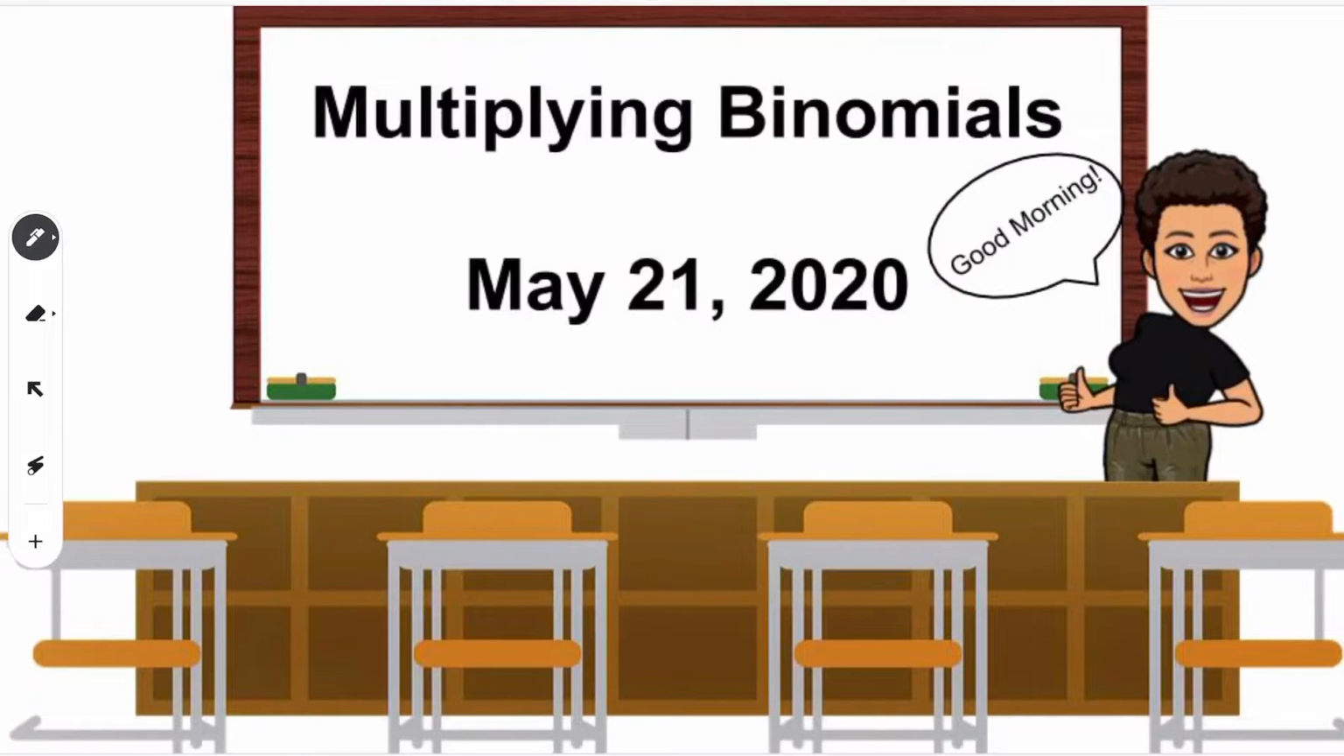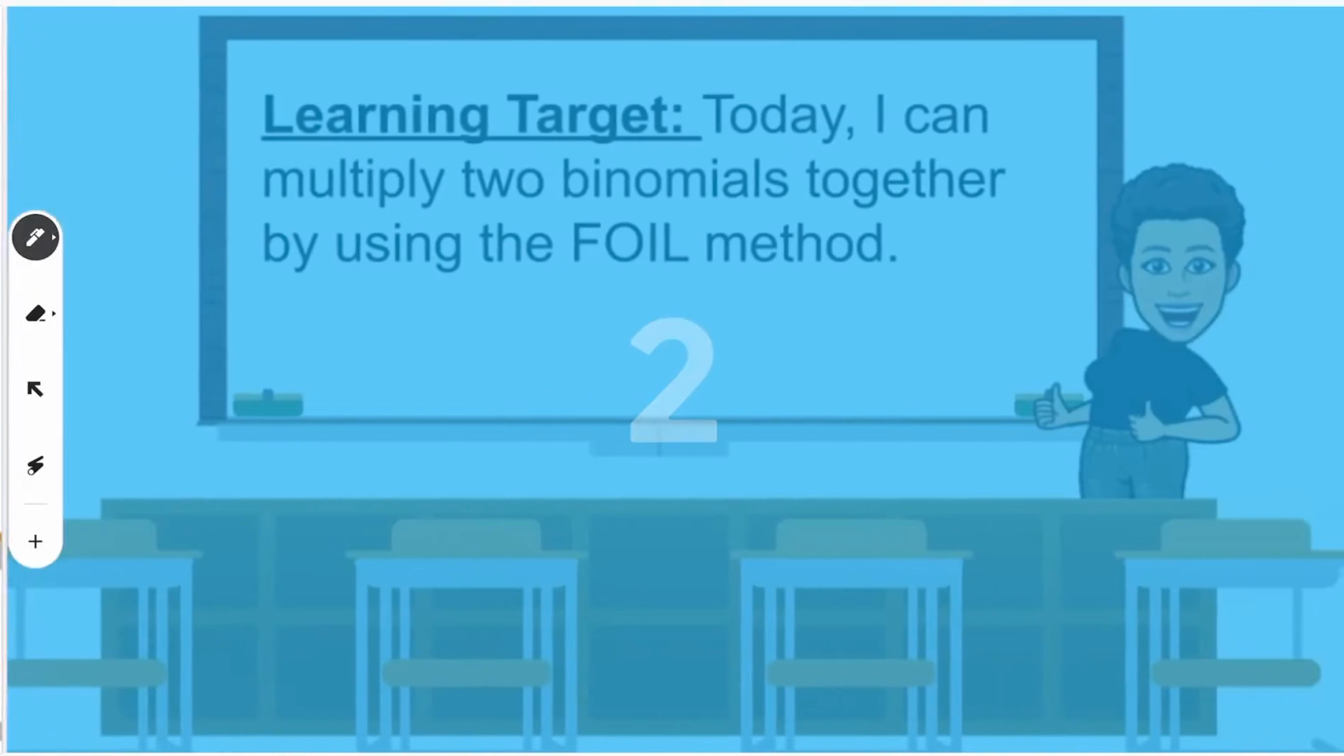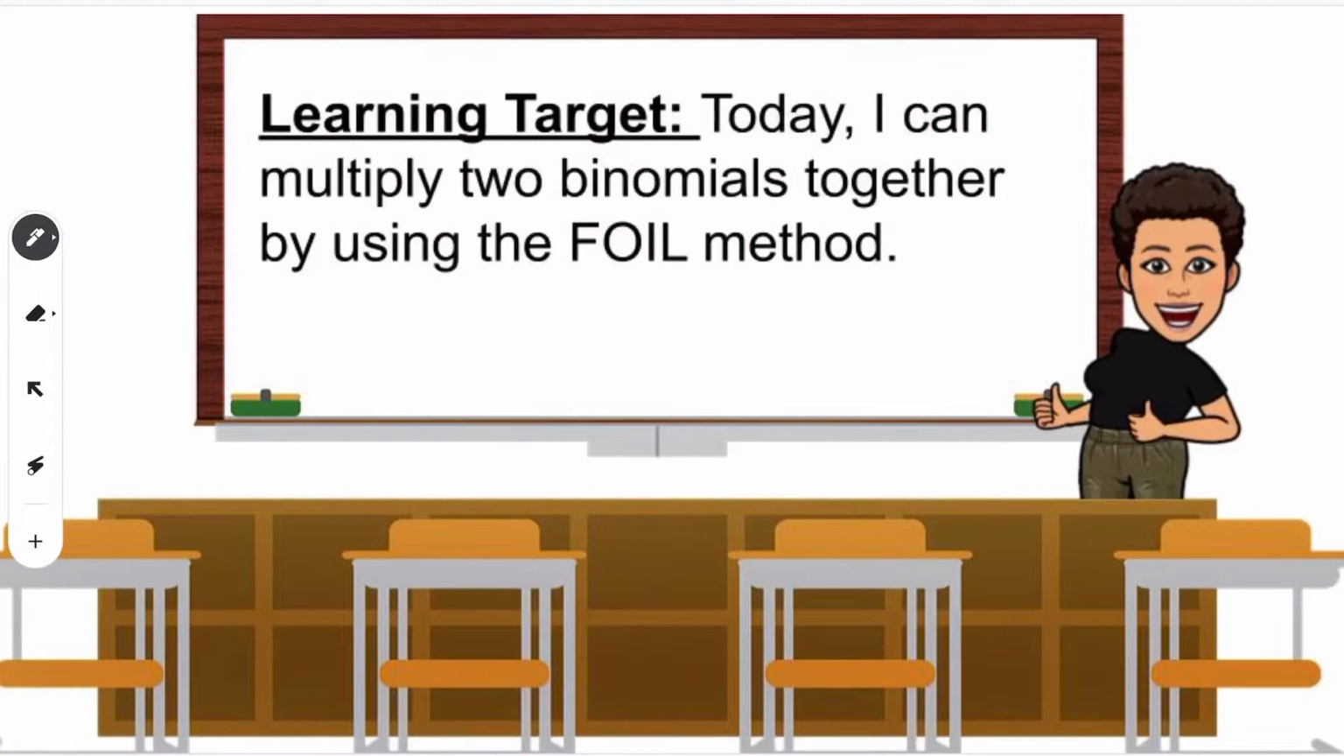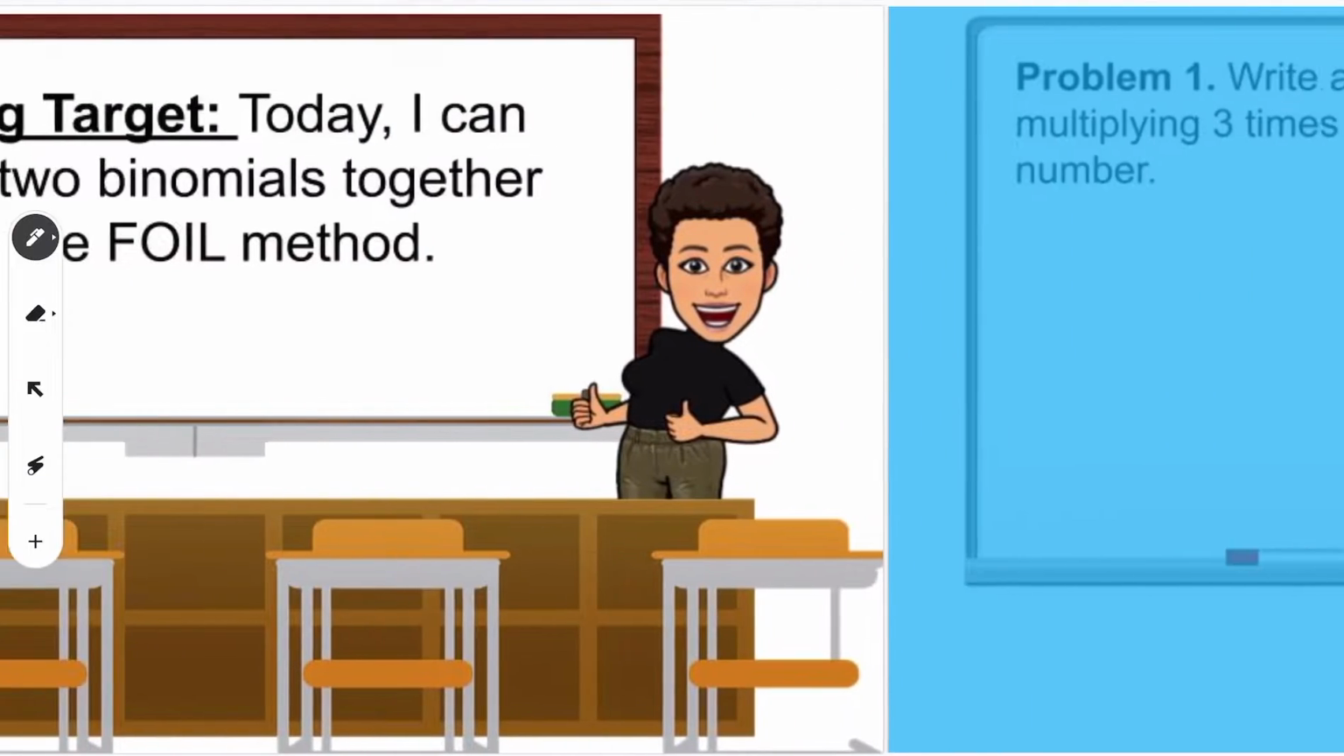I introduced you guys to two different methods, the FOIL method as well as the box method. Today is our last day on it, and of course, we will have a quiz on it tomorrow. So our learning target. Today I can multiply two binomials together by using the box method. Let's get straight into it.